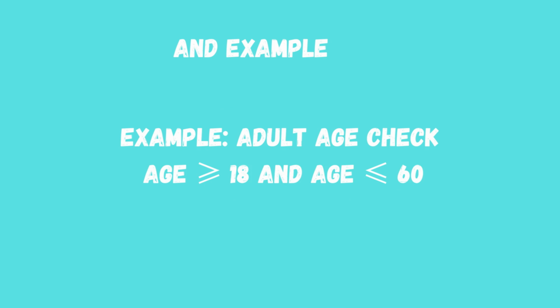Suppose we want to check if an age is in the adult range. That means the age should be greater than or equal to 18 and less than or equal to 60. If the age is 25, both conditions are true, so it prints the message. But if the age is 15, the first condition fails, so nothing happens.